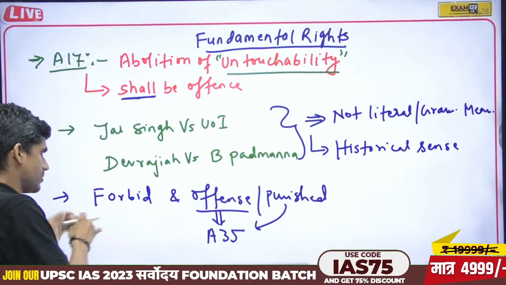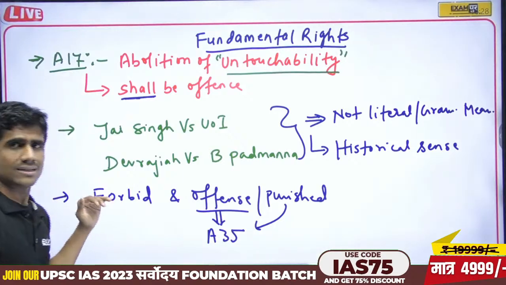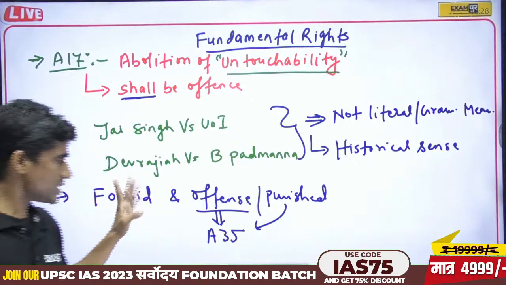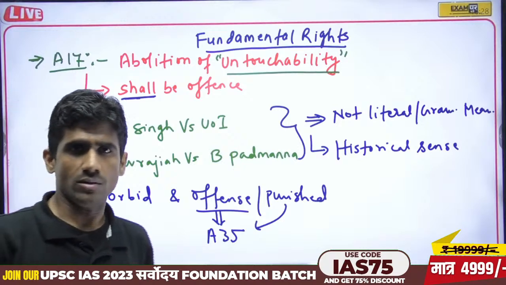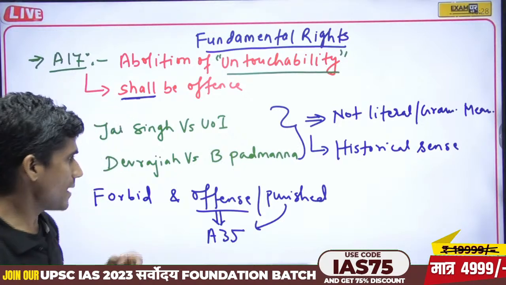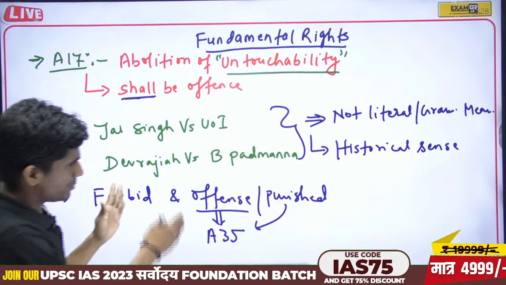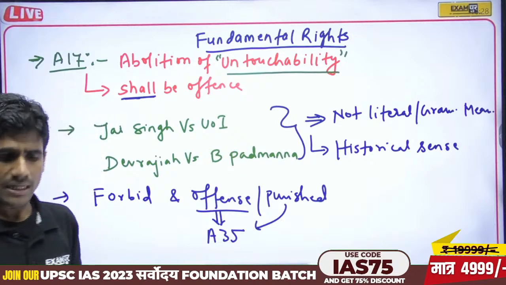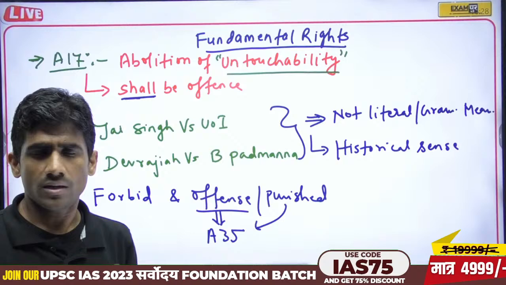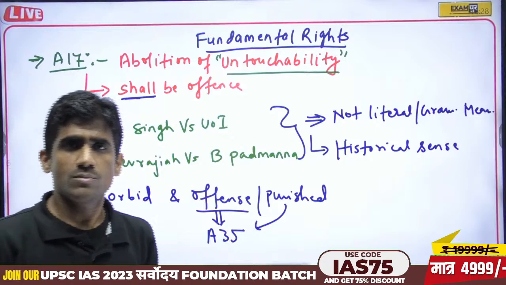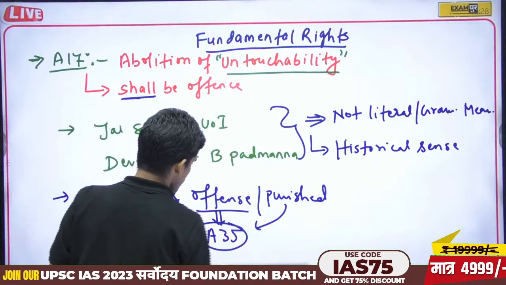The next point is that Article 17 basically consists of two things: forbidding and punishment, or offense. We cannot perform untouchability, and next is punishment. The power to prescribe the punishment is mentioned in Article 35.